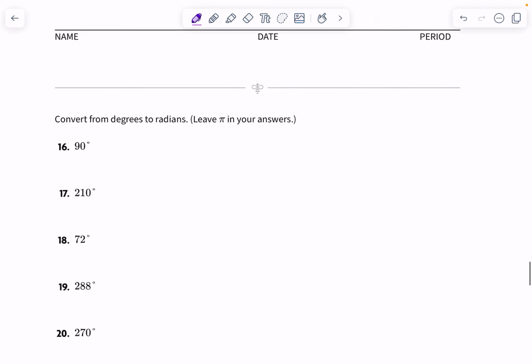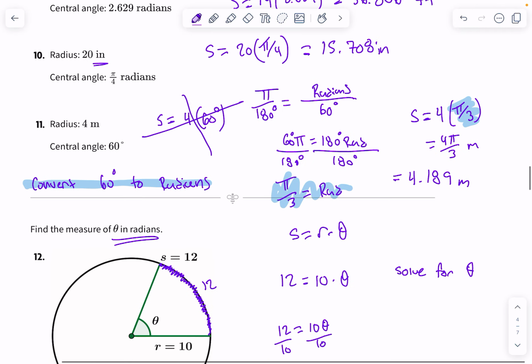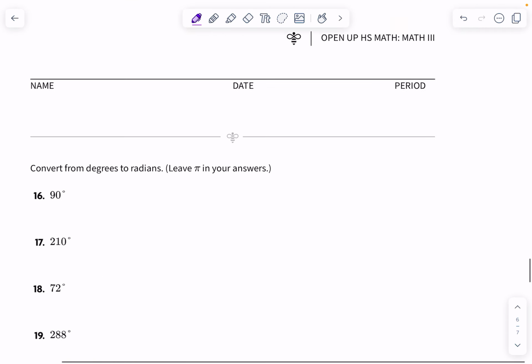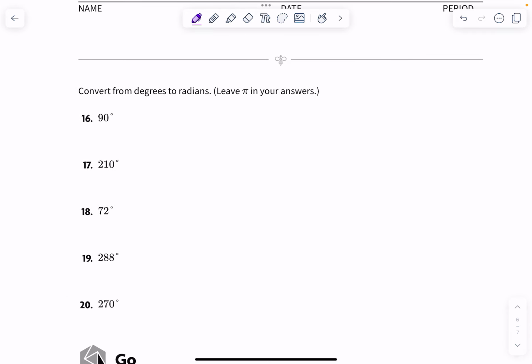Convert from degrees to radians. Leave pi in your answers. This goes back to what I mentioned earlier. We're going to convert all of these from degrees to radians. There are two ways of doing this, which are exactly the same way, but I'm going to explain them differently.